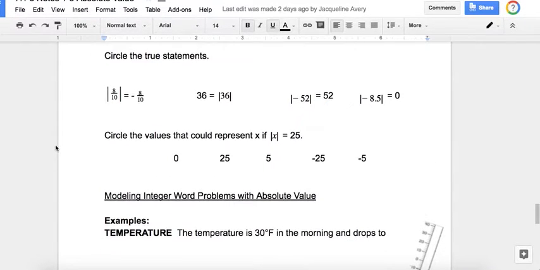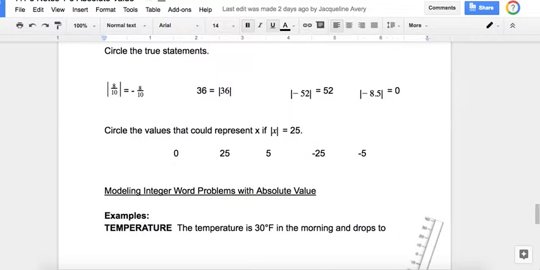So now we want to practice circling all the true statements. So take a few seconds to circle all the correct statements based on what we've learned of absolute value. Remember, it's the distance from 0. So this first one's absolute value of negative 8/10, that is incorrect. Absolute value of 36 is 36, that is true. Absolute value of negative 52 is positive 52. And absolute value of negative 8.5 is not 0.